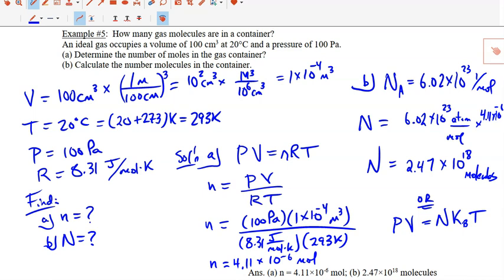The Boltzmann constant is 1.38 times 10 to the power negative 23. Okay, and then you can solve it that way as well. Okay, and that's it for this example.